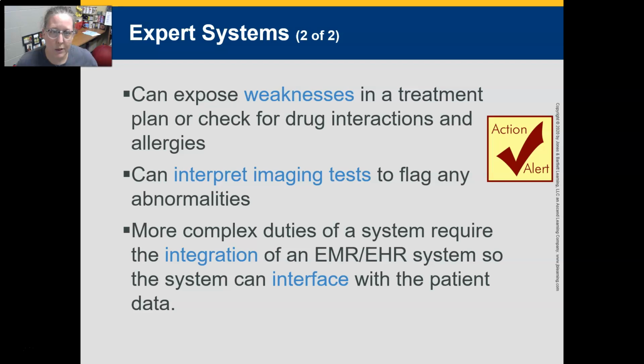Expert systems can also expose weaknesses in a treatment plan or check for drug interactions and allergies. It looks for them without the physician having to go back and see if there were any allergies to what they have prescribed. A weakness in a treatment may be something that's missing, or something that's not according to normal guidelines. And they can interpret imaging tests to flag any abnormalities.